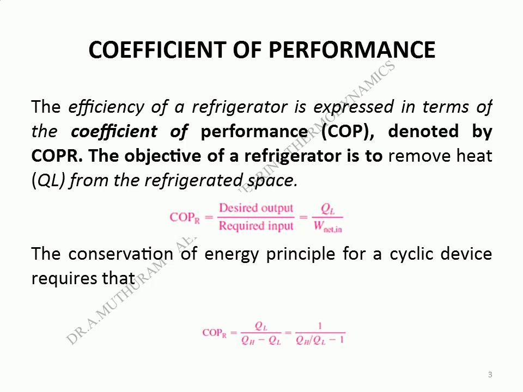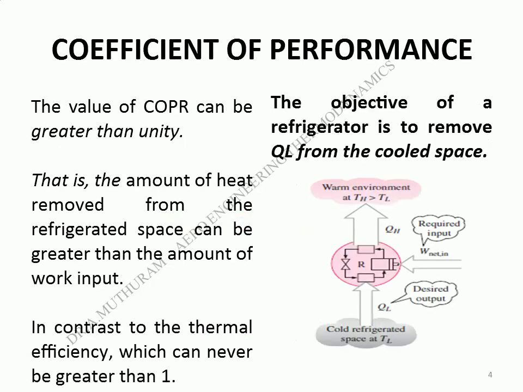Q_L/(Q_H - Q_L). The value of COP_R can be greater than unity. That is, the amount of heat removed from the refrigerated space can be greater than the amount of work input, in contrast to the thermal efficiency, which can never be greater than 1. The objective of a refrigerator is to remove Q_L from the cooled space.